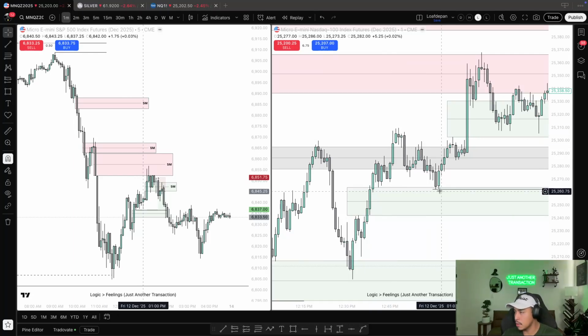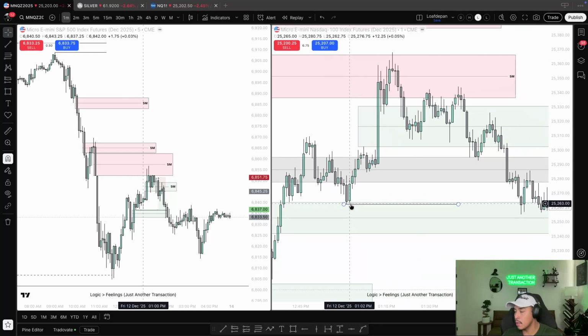Now we come back, we tap the 5-minute. This is what I was talking about already. I do like the closure, but there's no setup in here for me, right? There's a very small fair value up here, but I'm not taking that. And sure enough, it does work.